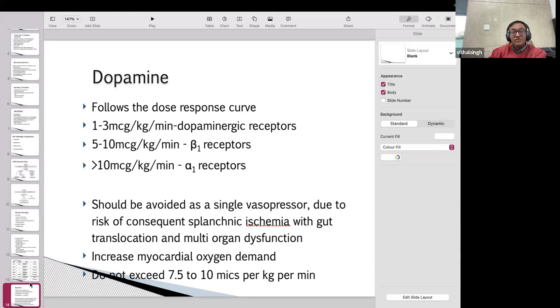We use it at 5 to 10 microgram per kg per minute, where it acts on the beta 1 receptors. Beyond 10, we rarely use it because of the tachycardia. That's where the alpha 1 receptors and the vasoconstriction become really profound, and with tachycardia, your oxygen demand goes for a toss. So you have to be careful that your dosage doesn't exceed 10 microgram per kg per minute, even if you're forced to use it.